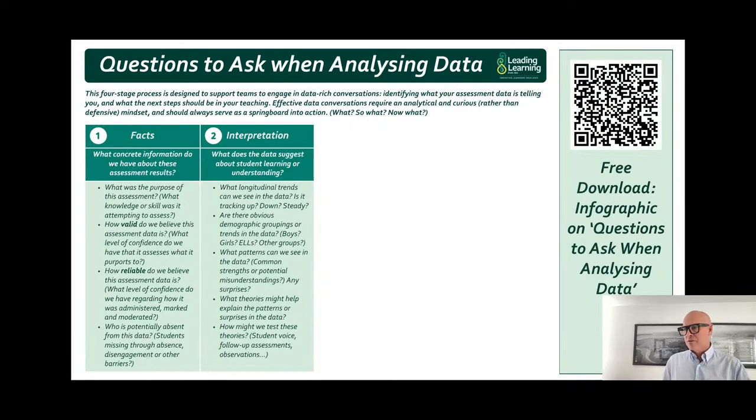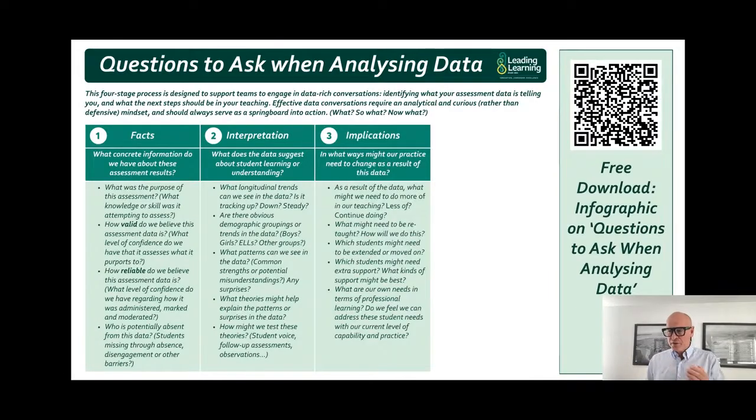Can we disaggregate any obvious trends, any patterns? Have we got some theories about why those patterns exist? Moving from interpretation then to implication. So what? What does that mean? Do we need to reteach something? Do we need to find a better strategy for doing things? Which students need to be pushed on? Which need to be regrouped?